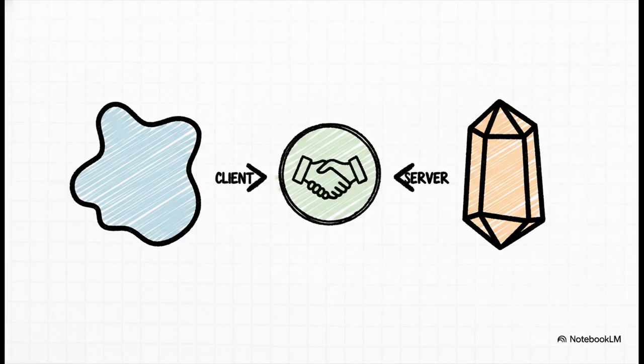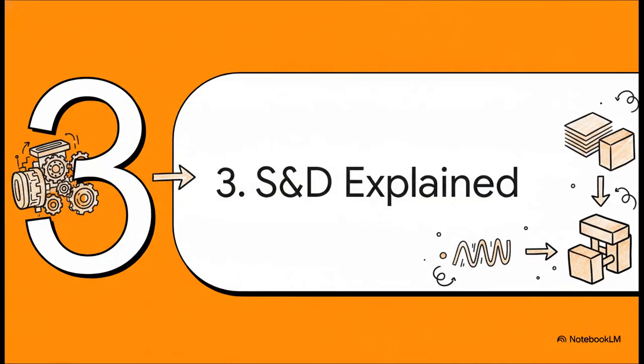Before the client sends anything, it translates its own data into this shared language. And when the server gets it, it knows exactly how to translate it back out of that shared language and into its own native tongue. Problem solved. And this whole two-way translation process, yeah, it's got a name. In the engineering world, we call it serialization and deserialization.